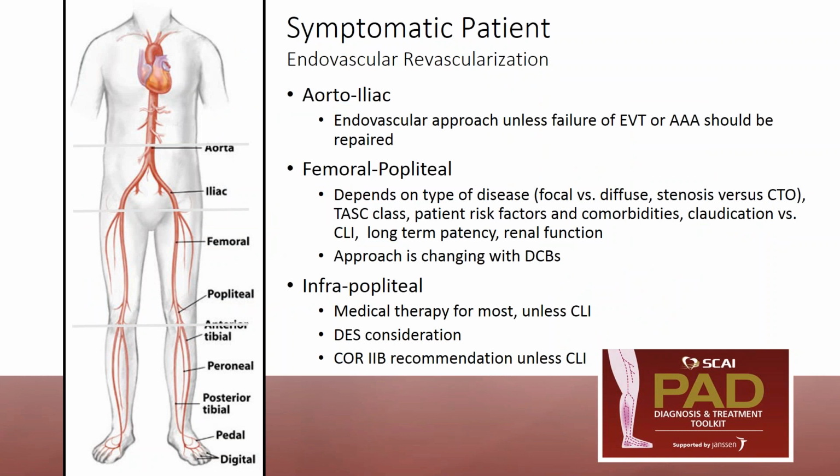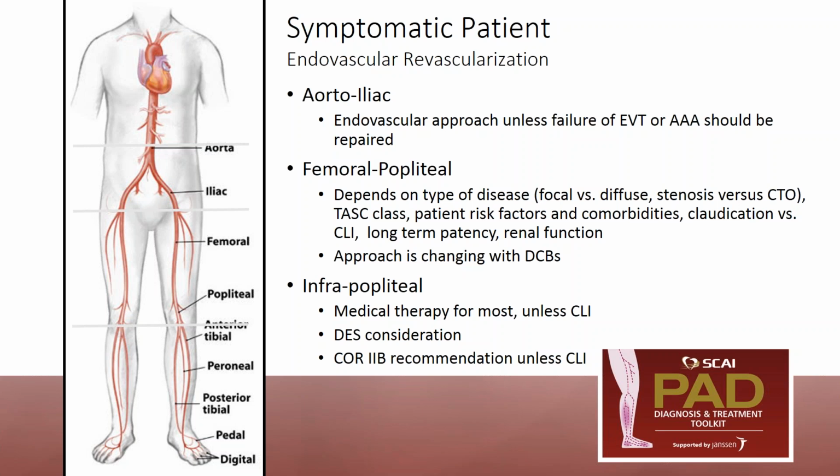If you look at the symptomatic patient, when I discuss this with patients in the clinic, we're really talking about 3 main vascular beds here: aortoiliac, femoropopliteal, and infrapopliteal. And when you look at aortoiliac, I think the endovascular approach is supported as the first-line approach for patients who have symptoms from obstructive atherosclerotic disease. Endo first, unless there's a failure of endovascular therapy or AAA is being considered. In that case, you would send the patient for both AAA and endo repair at the same time, or open repair if that was being used for the repair of the AAA.